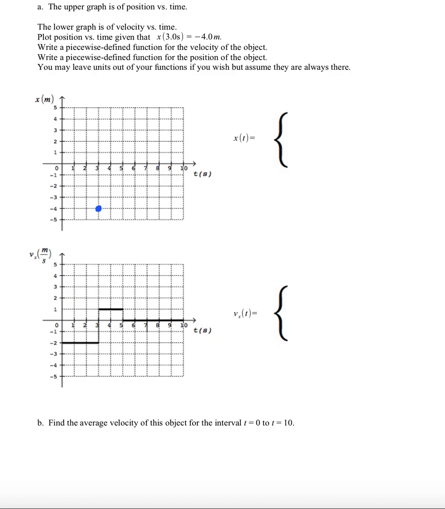All right, so the first thing I'll do is write out the velocity function in a piecewise defined way. It looks like it holds a value of -2 for 0 to 3. It looks like it holds a value of 1 from 3 to 5. And it holds a value of 0 beyond 5.